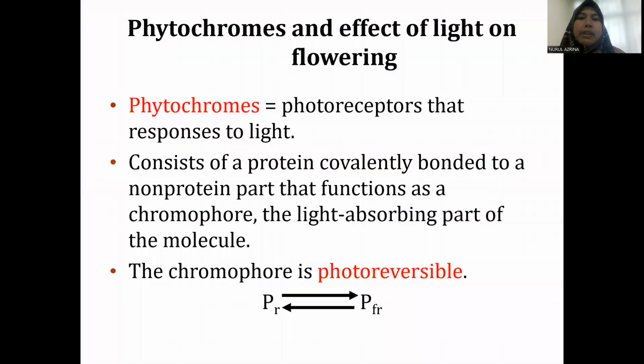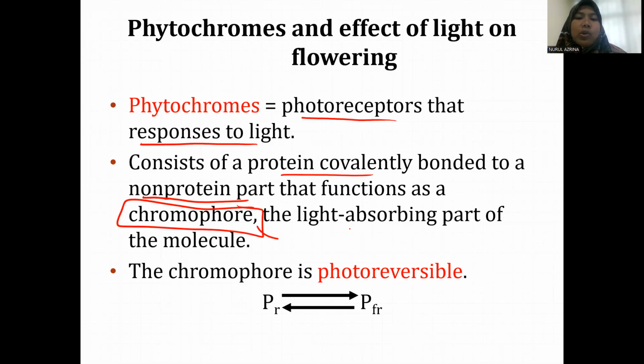What is basically phytochrome? Phytochrome and the effect of light on flowering. Phytochrome is a photoreceptor located in plants that responds to light. Phytochrome consists of protein covalently bonded to a non-protein part that functions as a chromophore. The chromophore is the light-absorbing part of the phytochrome molecule.